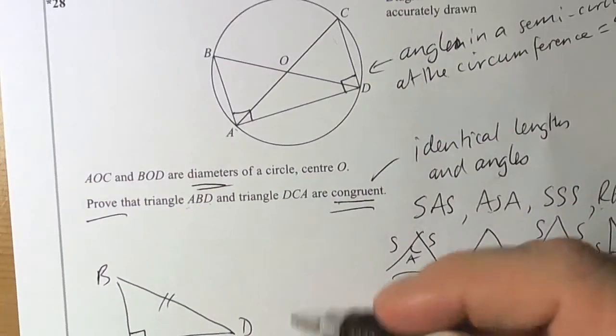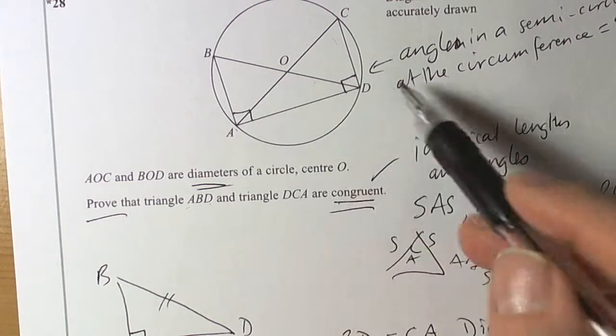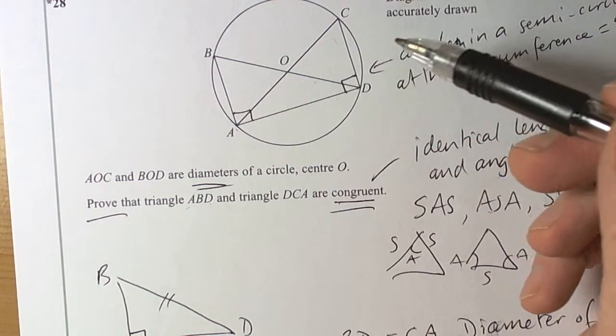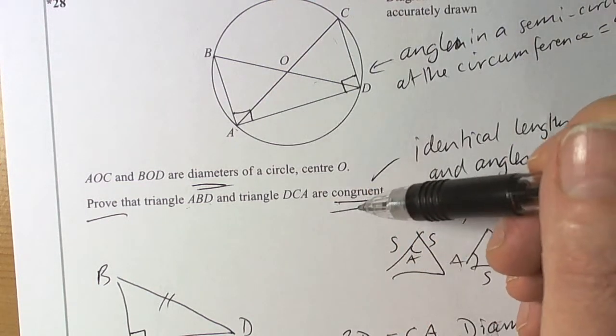So let's have a look. Can we prove anything about the other lengths? Not really at the moment. It's not an obvious one. So let's go for some circle theorem proofs.